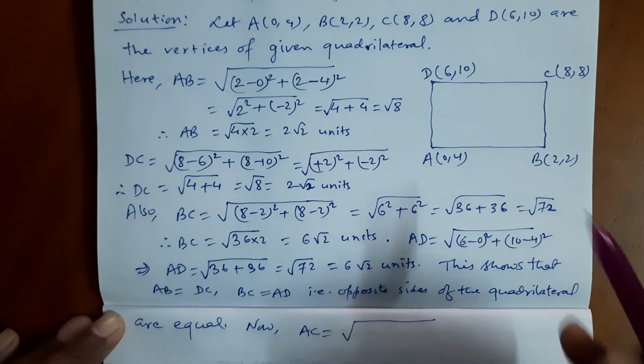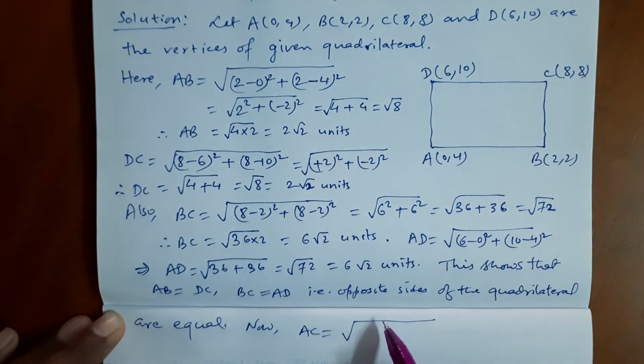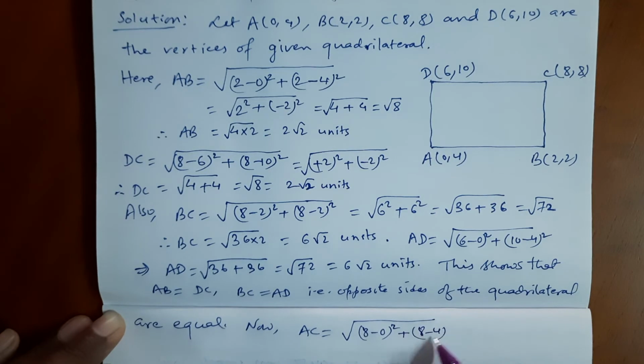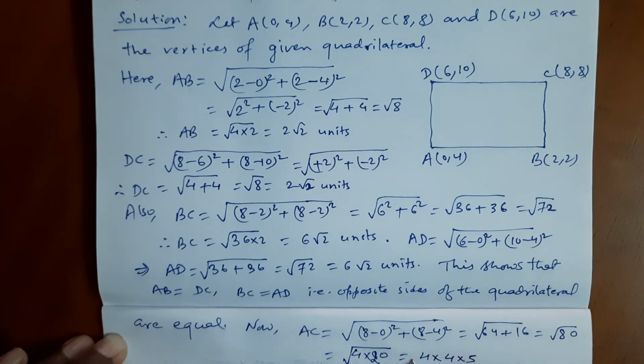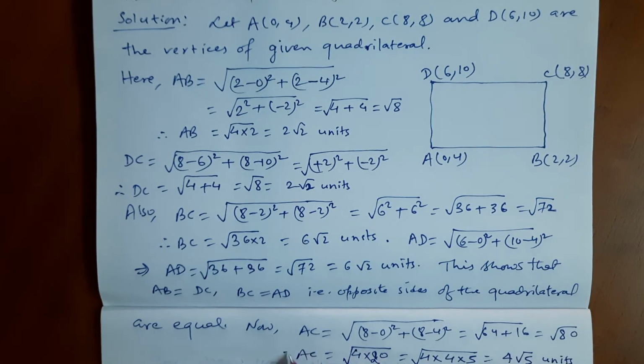AC, using the distance formula, we can find out x2 minus x1 square plus y2 minus y1 square, 8 minus 0 square plus 8 minus 4 square, that will be 8 square 64, plus 4 square, 16, that will be 80. 80 means you can write 4 times 20, that is 4 times 5 also, and it will be 4 root 5 units. Okay, AC will be 4 root 5 units.